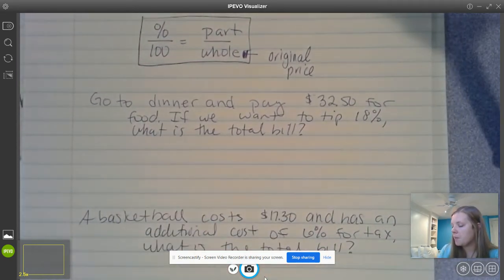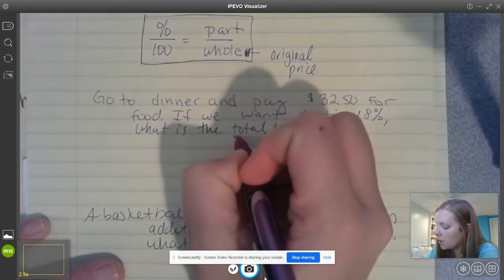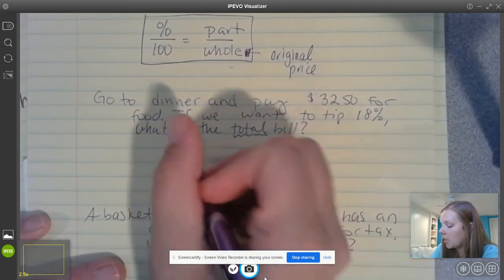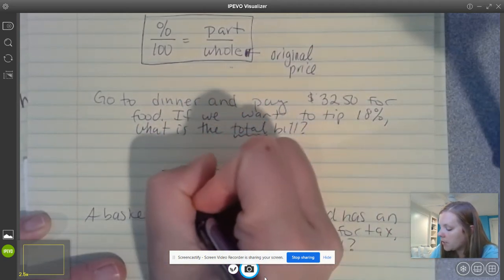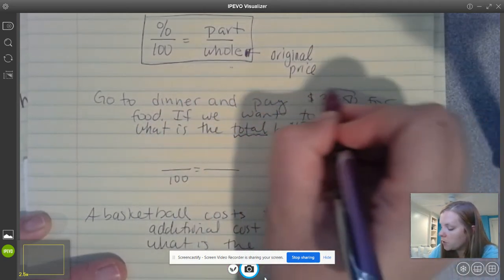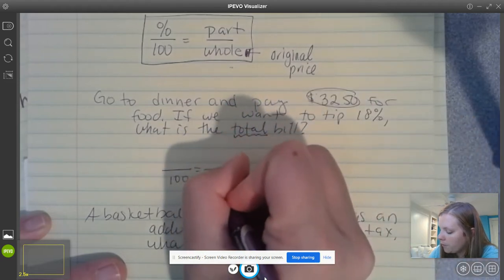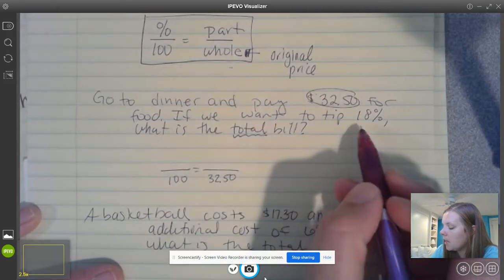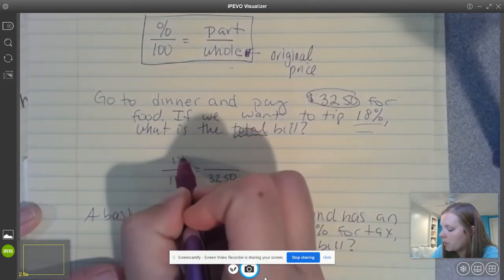If we go to dinner and we pay $32.50 for the food, we want to pay 18% in tip, and I want to know the total bill. Questions like this make students confused because they think that total is the whole price, and that is not. The original price goes on the bottom. So the original price of the meal is $32.50. That goes down here. And then the percent always goes on top of the 100.